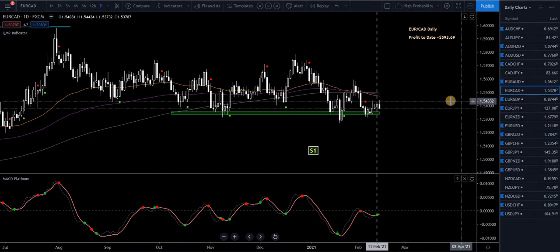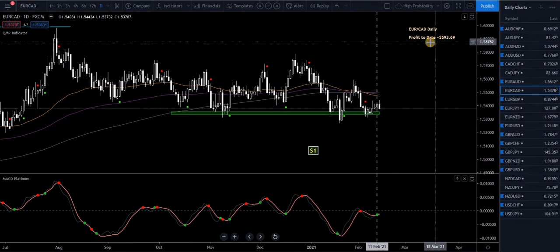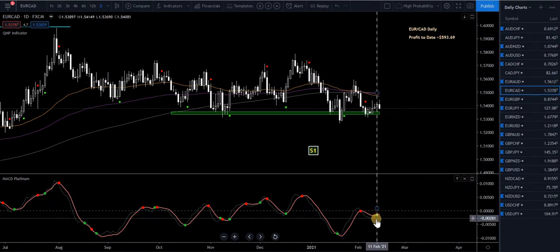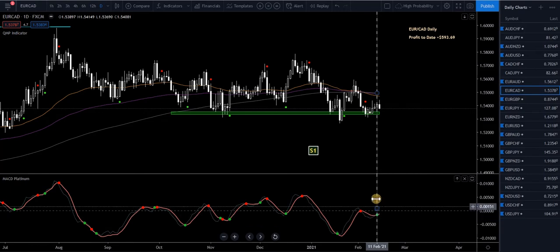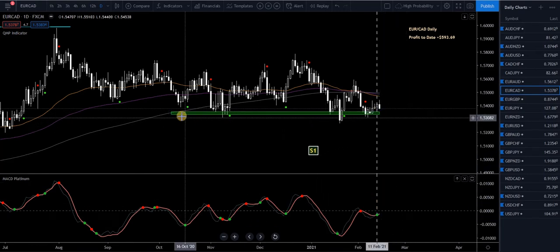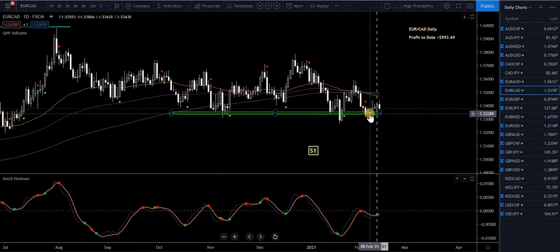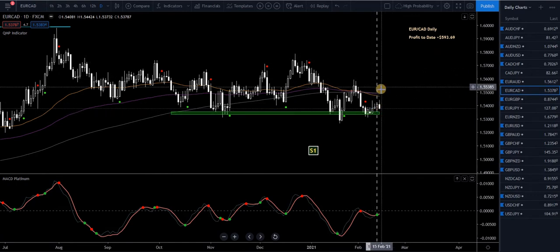Euro CAD, no trades at the moment. Not much happening. Grey line there. There's a green dot on the MACD Platinum below the 0 level. Some support on this level here. I guess if we got a buy signal, we'll take it, but it doesn't look like anything's going to happen anytime soon.